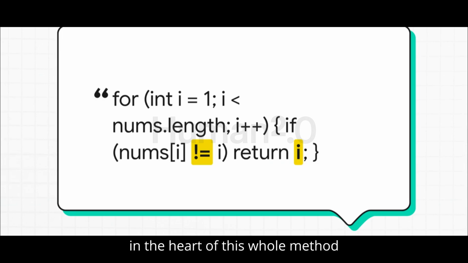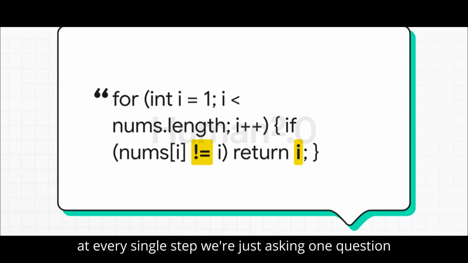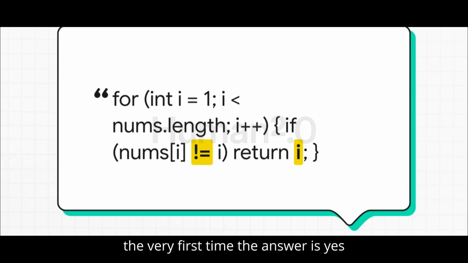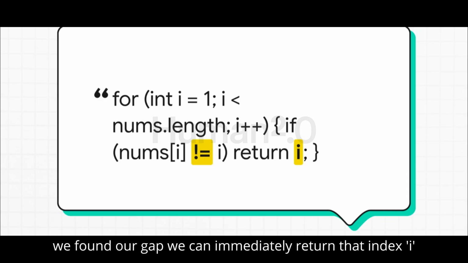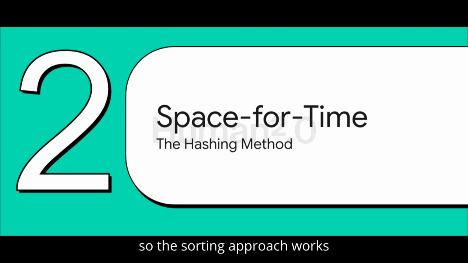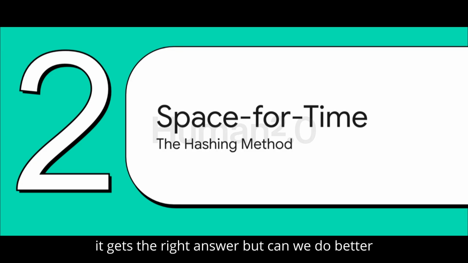And the heart of this whole method really boils down to this simple loop. At every single step, we're just asking one question. Is the value, nums of i, different from its own index, i? The very first time the answer is yes, we found our gap. We can immediately return that index i, because that's the number that was supposed to be in that spot. Boom. Problem solved. Okay, so the sorting approach works. It gets the right answer.